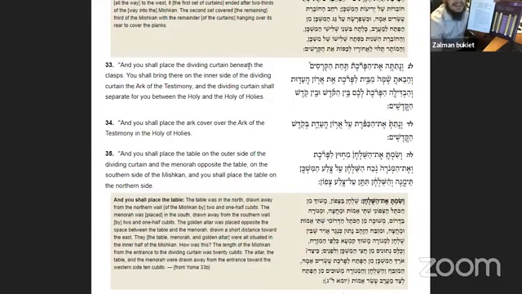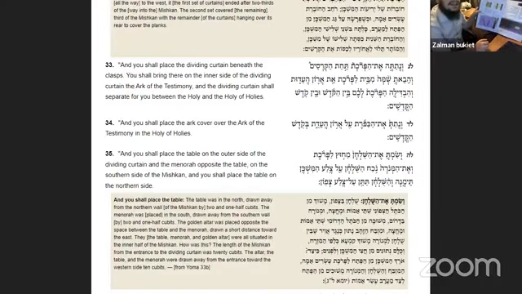You shall place a dividing curtain beneath the clasps. And you should bring there, on the inner side of the dividing curtain, the Aron HaEdut. And that's the dividing. Pareches divides between the Kodesh and the Kodesh HaKadosh. Remember, nobody would go into the Kodesh HaKadosh. However, the Kodesh was a place that the Kohanim would go into.